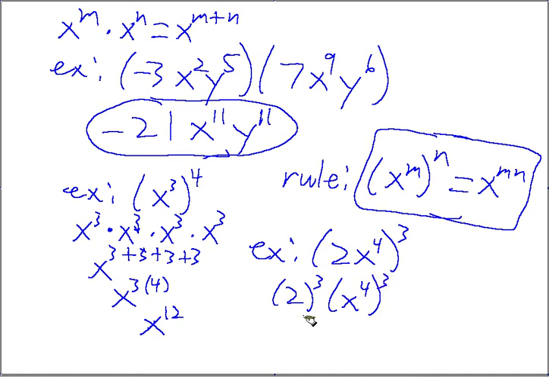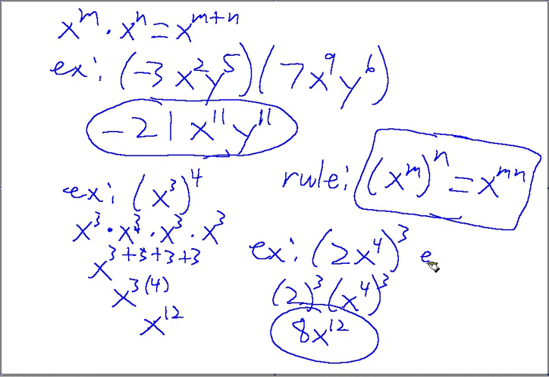Can we see that? So 2 cubed is going to be what? 2 times 2 times 2. Well, that's going to be 8. And x to the 4th to the 3rd power, that's x to the what? 12, right? 4 times 3. So again, make sure we can handle numbers as well.